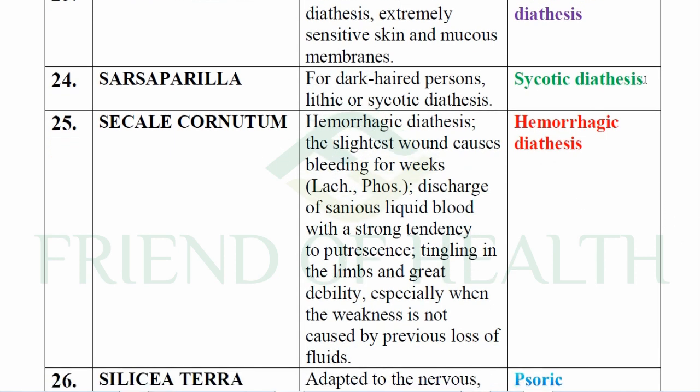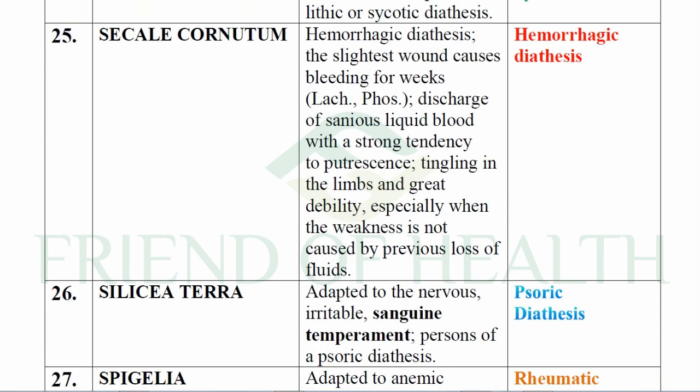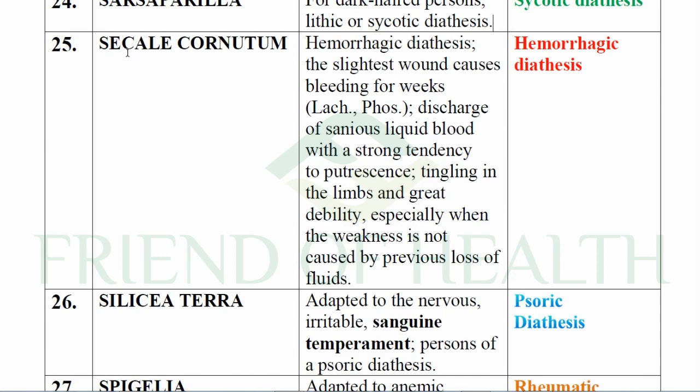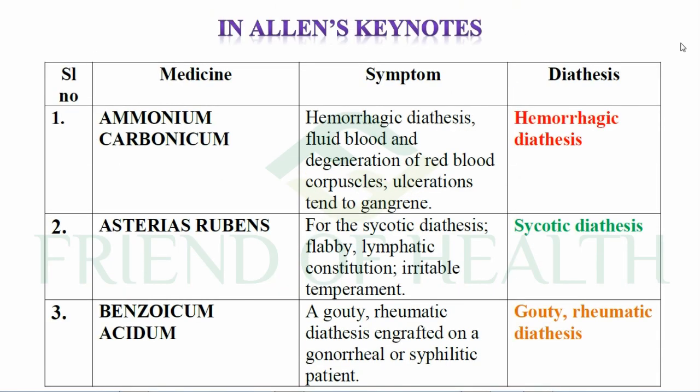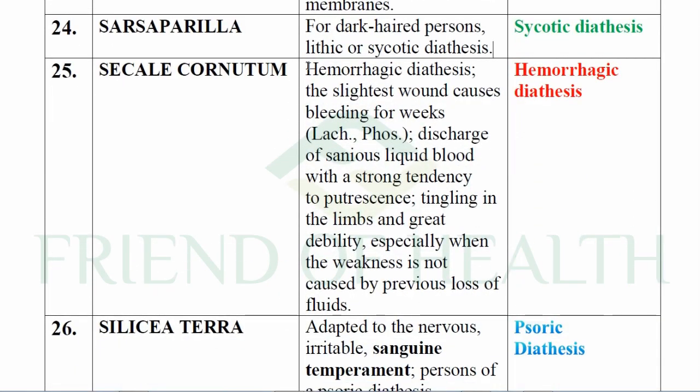So next is the psoric diathesis. Next remedy for psoric diathesis, Sarsaparilla for dark haired persons, lithic or psoric diathesis. So this also is given, lithic diathesis or psoric diathesis. Next is a very prominent hemorrhagic diathesis remedy, Secale cornutum. So one more thing, psoric diathesis you have seen in the beginning, Asterias rubens. Again it's coming in the Sarsaparilla.